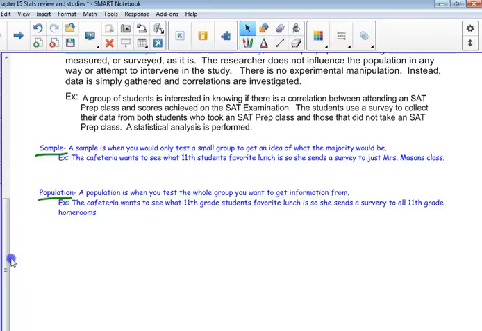So if we were doing a study with cafeteria lunches, and I want to see 11th grade, you have to ask every single 11th grader to be a population. So population is the big group, a sample is just a little piece. Does that kind of make sense to you guys?